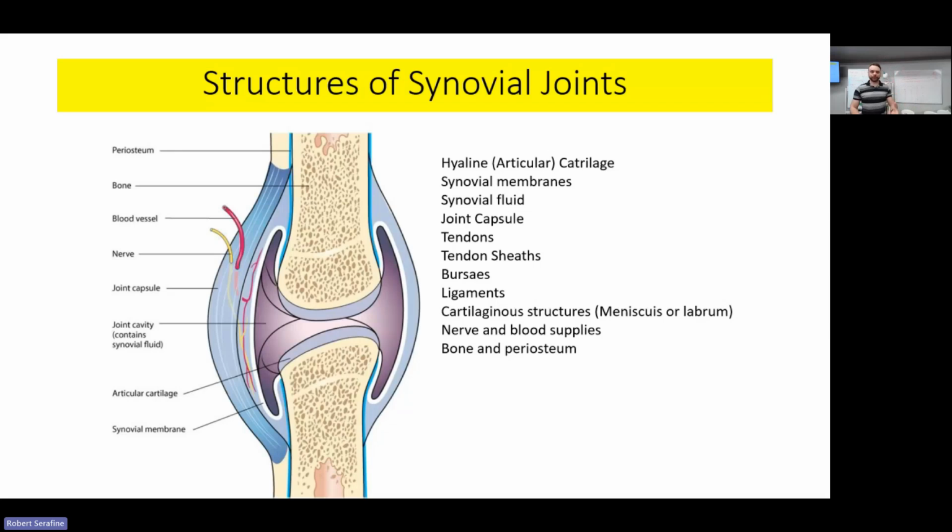Then we have a joint capsule. So the entire joint is encapsulated in various types of dense connective tissue that are going to help maintain the integrity of the joint and keep everything together and shaped properly. Other things we're going to see within joints are tendons. Now, tendons specifically are the projections of the muscles that are going to cross over the joints to help move.